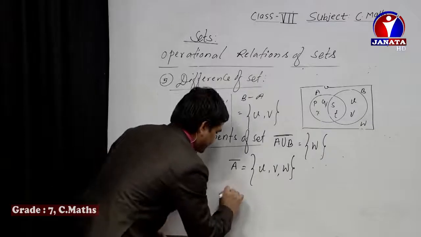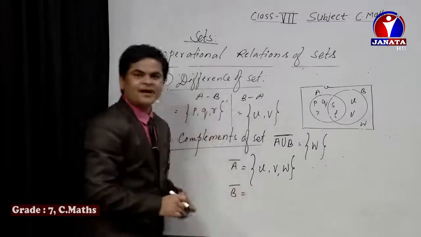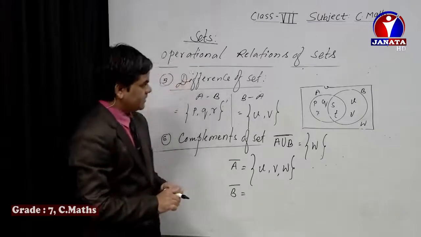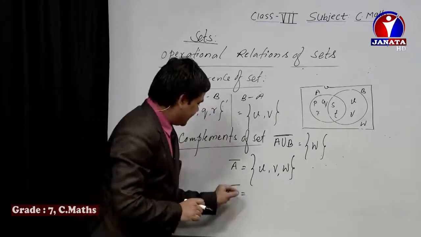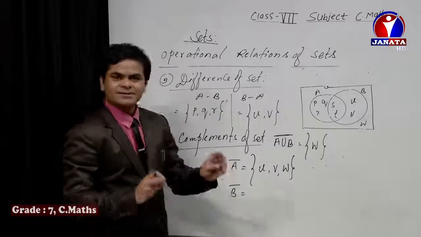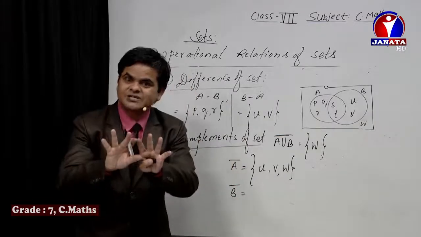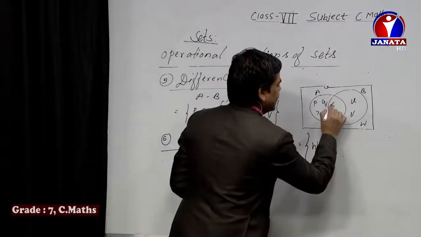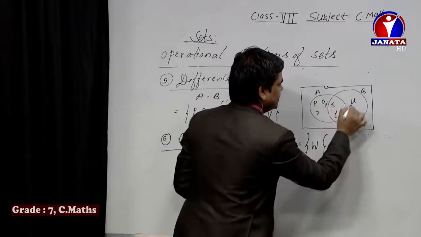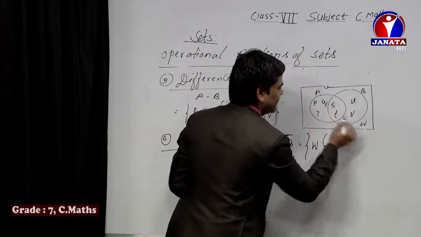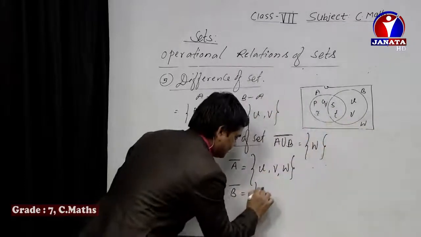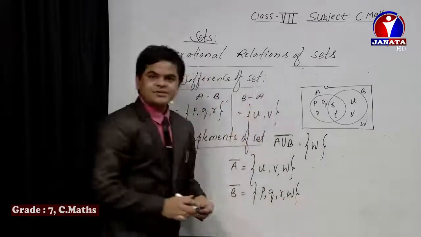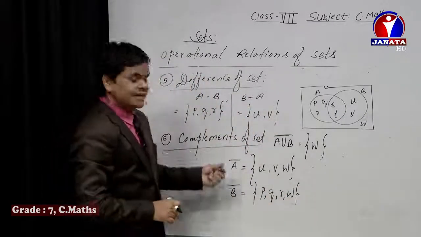Similarly, if you have to find out B complement, can you find out, dear students? B complement, if you have to find out, hide those elements which are containing in set B. Hide S, T, U, V. Then what remains? P, Q, R, and W. So here will be P, Q, R, W. Okay, dear students, these are the contents of today.